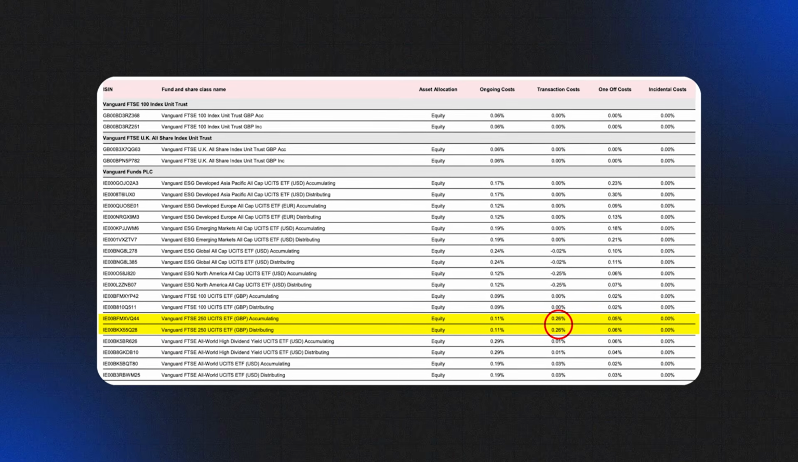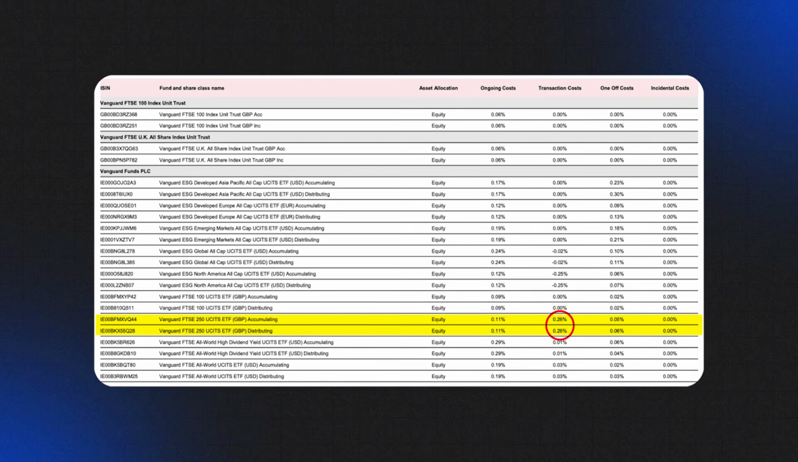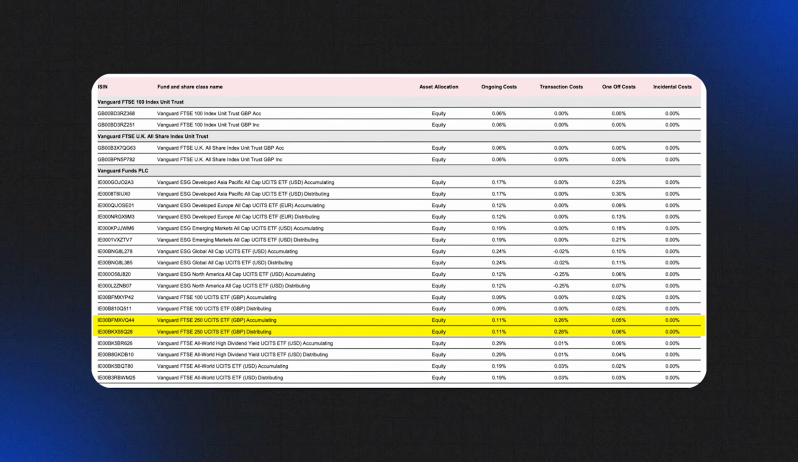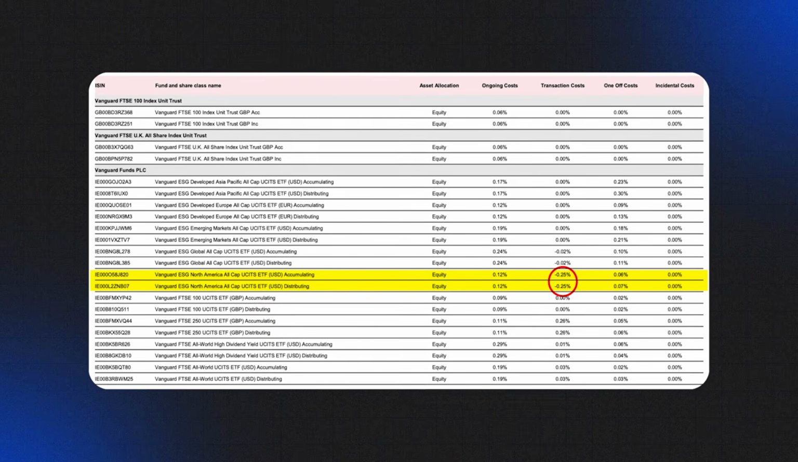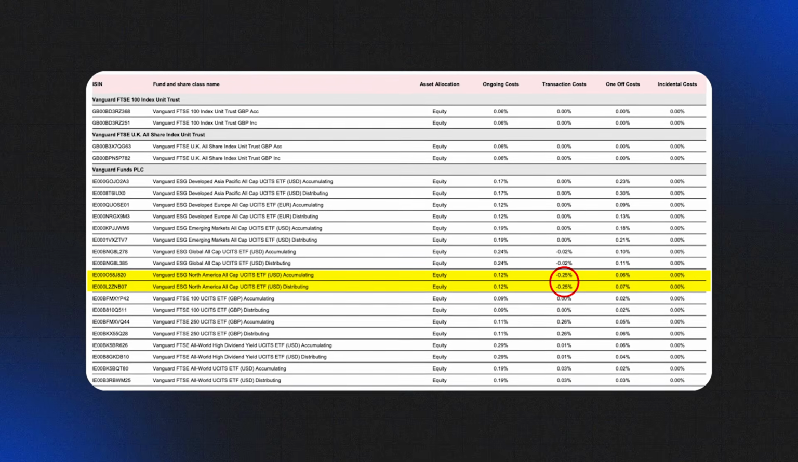Bizarrely, transaction fees can also be negative, as you can see for some of the funds here. For example, the ESG North America All Cap Fund has a negative transaction fee of 0.25%. This is a bit weird, I'm not going to lie, but it's essentially due to a quirk in how these asset managers track these costs.